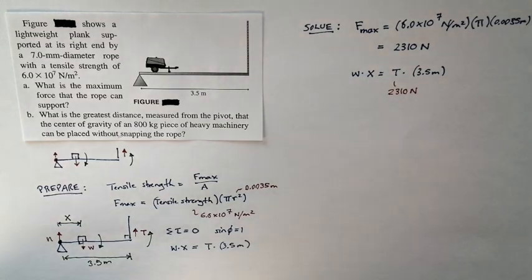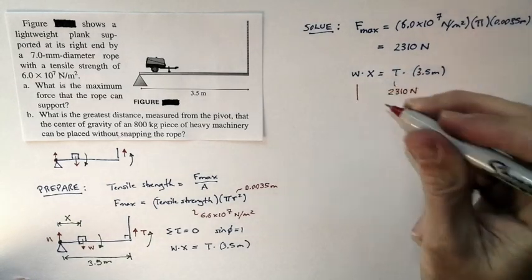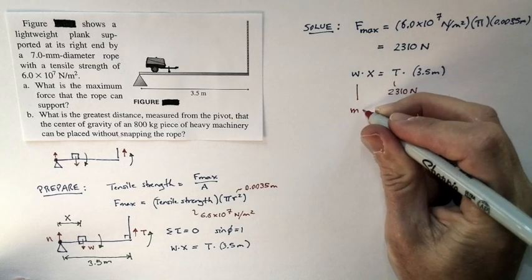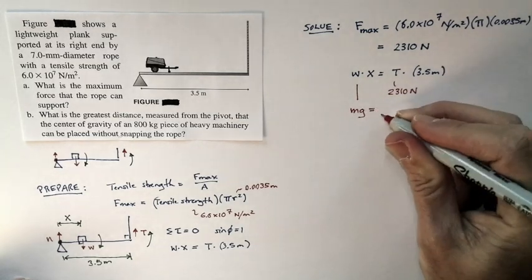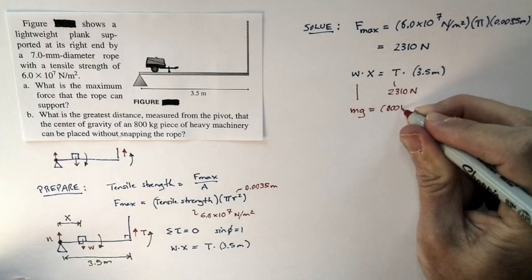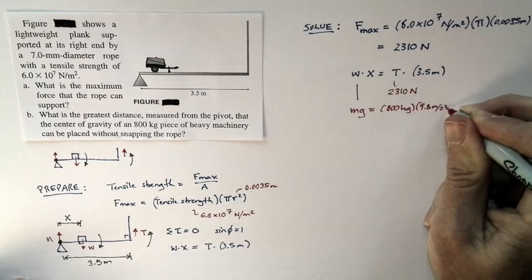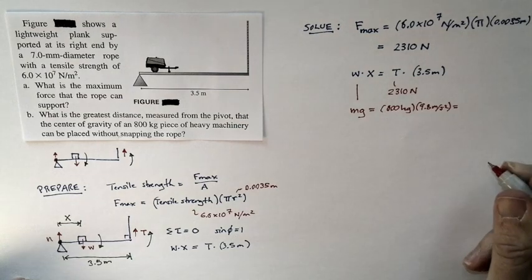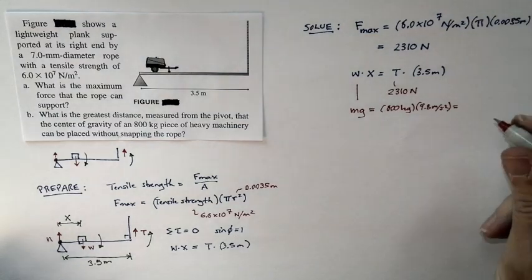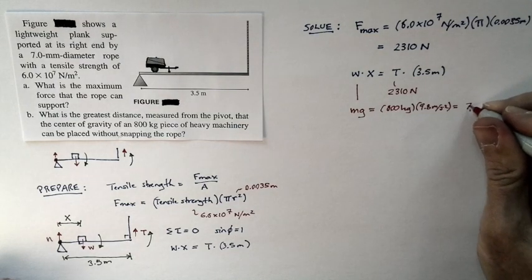We also can calculate what the weight force is. The weight of the machine is just m times g. It's an 800 kilogram piece of machinery times 9.8 meters per second squared. That's equal to 7,840 newtons.